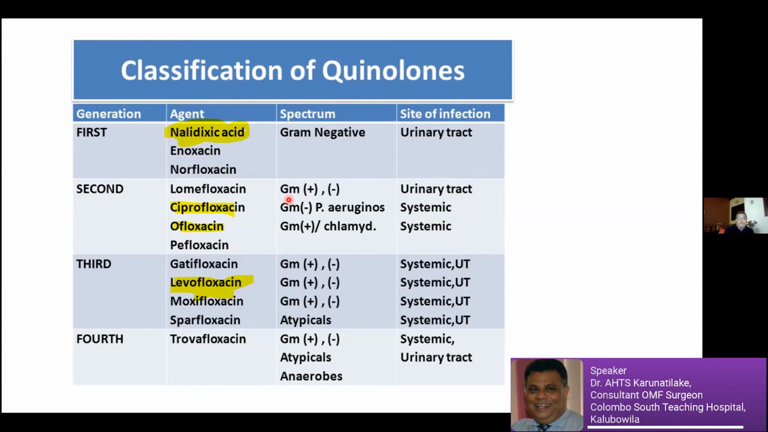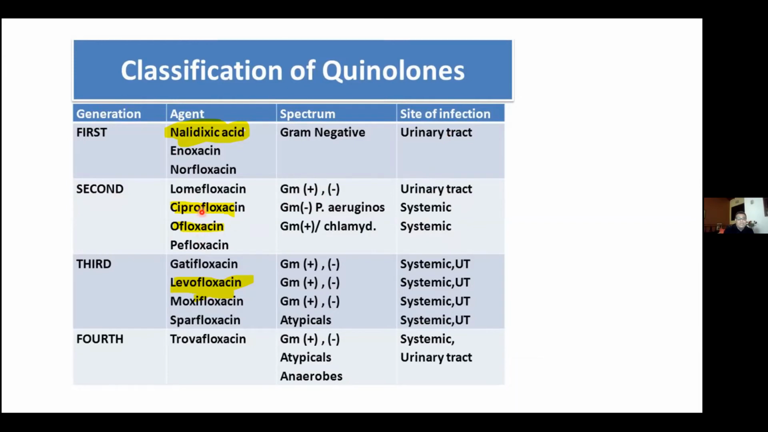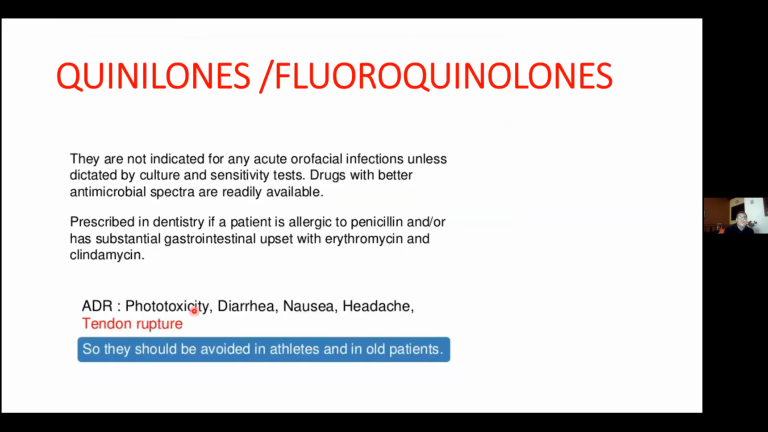The spectrum has become broader, covering gram positive and gram negative, and the second generation, ciprofloxacin and ofloxacin, are used in dentistry. Even the third generation is more and more effective with fewer side effects. But remember, they are not indicated in orofacial infections as a first-line medication unless detected by a culture sensitivity test, because you have other drugs with a better antimicrobial spectrum that are readily available in the market. So really, you don't need to go for these medications unless otherwise indicated.